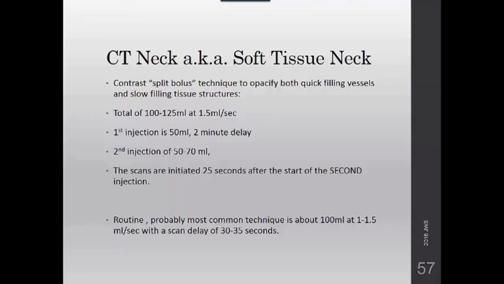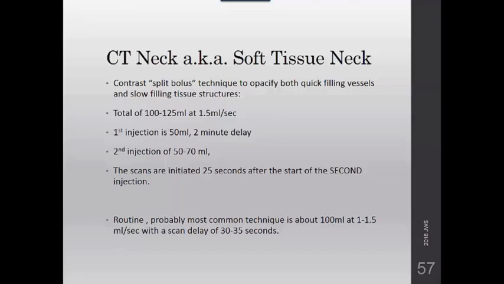So what you have is a first injection of 50 milliliters, and then a 2 minute delay. You don't scan after the 2 minutes; the second injection starts. The second injection is 50 to 75 milliliters, and then you scan 25 seconds after the start of the second injection, so that you're getting the vessels opacified.